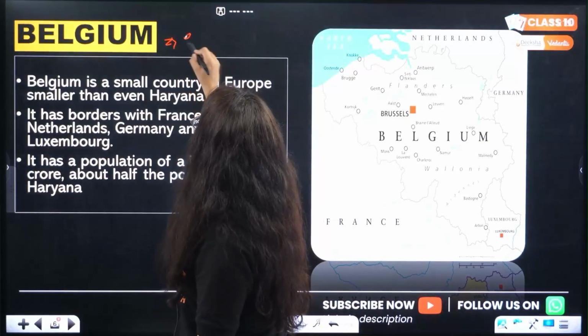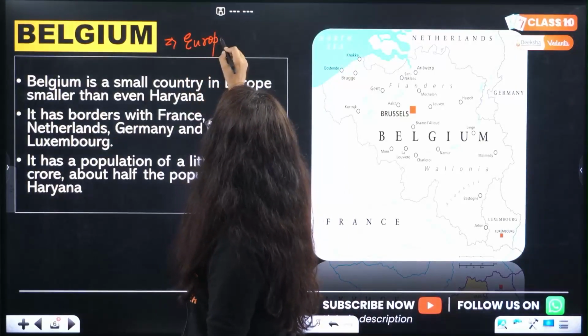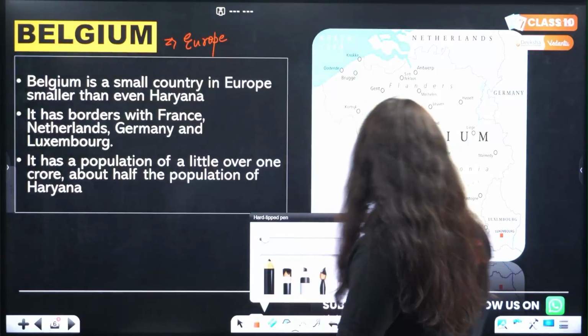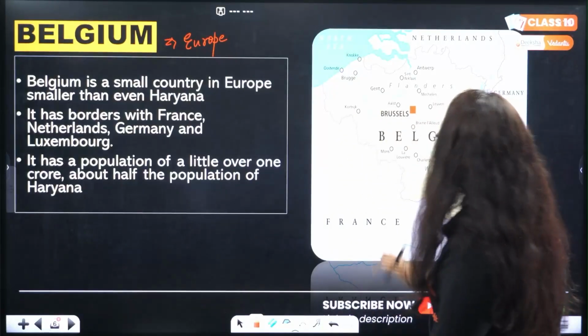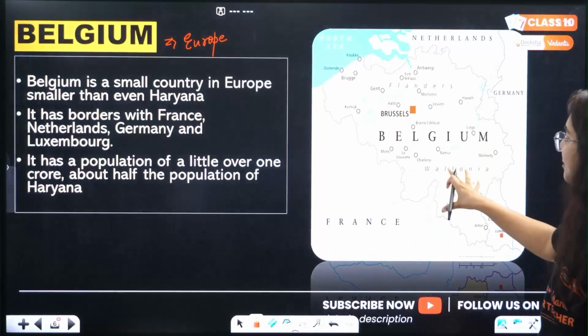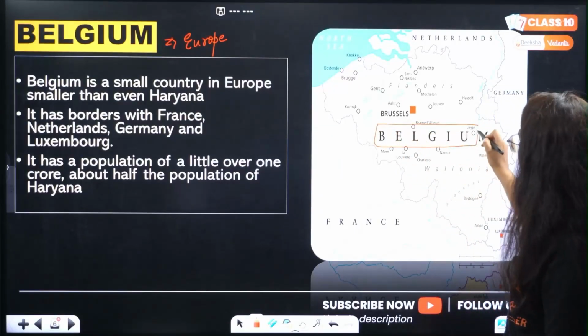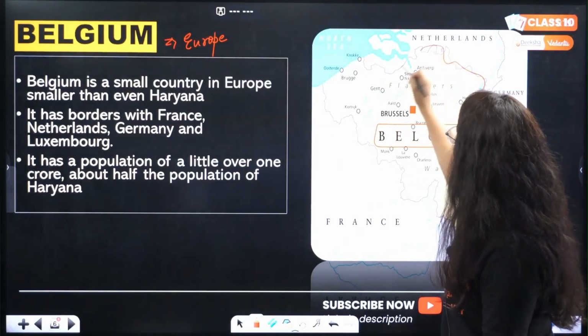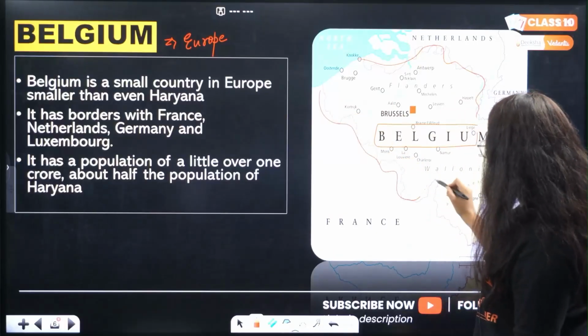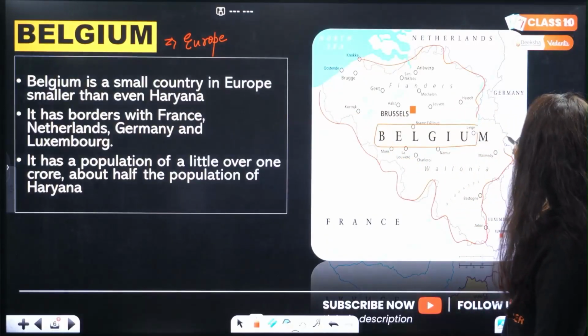Okay, it lies in the continent that is Europe. So Belgium is a European country. Now you have to see this map of Belgium. Pay attention. This is Belgium, right? And this border which you can see, this is Belgium, right?